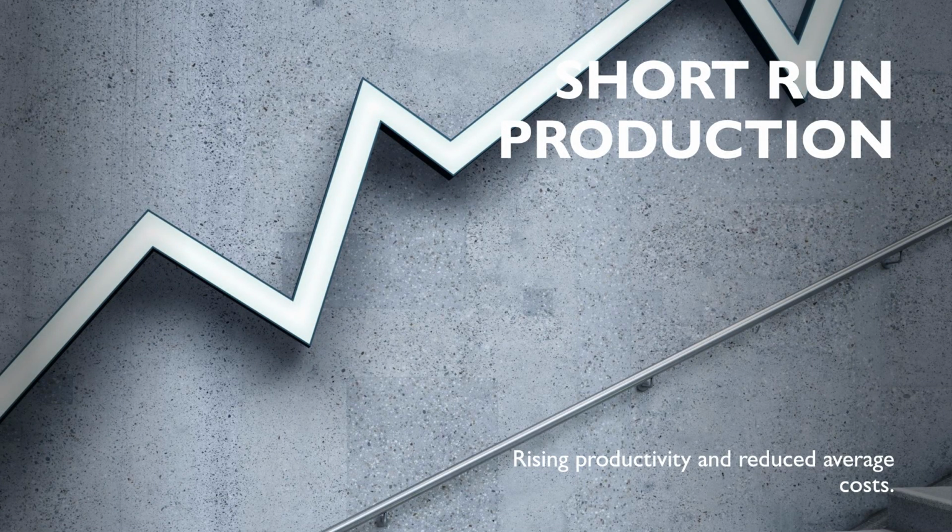We need to keep in mind that when a firm increases output in the short run, it adds variable inputs such as labor to a fixed factor such as land. The result is that initially total output rises rapidly and the average cost of production falls. This is because of greater specialization in the use of variable factors and the elimination of underutilization in their use. The result is rising productivity and hence reduced average costs.